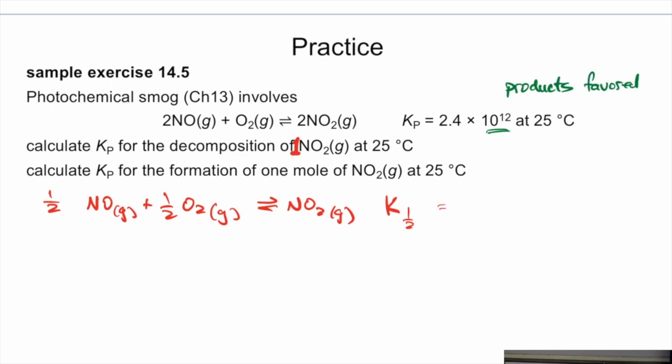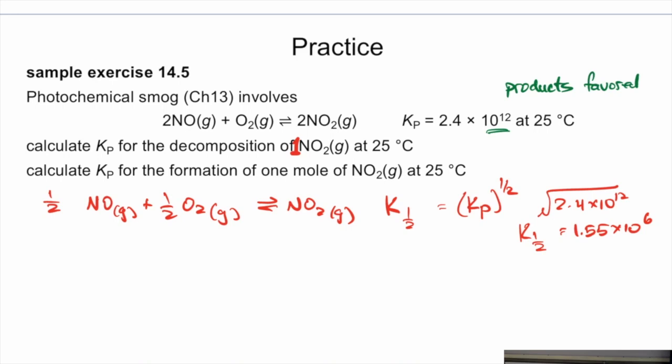So that's going to be equal to K sub P, the square root of it. Right? So that's the square root of 2.4 times 10 to the 12th. So 2.4, about 1.55, that makes good sense. So 1.55 times 10 to the 6th. So that's the new K eq from cutting it in half.